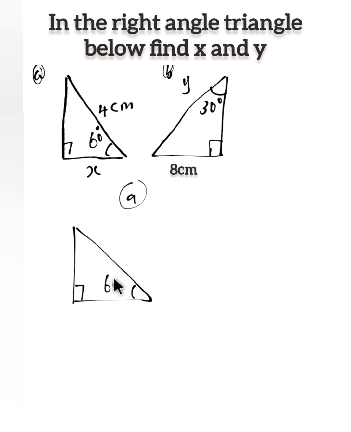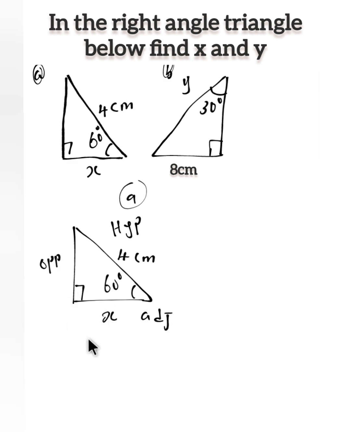This is 60 degrees. This is x. And this distance here is 4 centimeters. Remember that the longest side of a triangle is called the hypotenuse. The side that is opposite to this angle is the opposite. And the last part is the adjacent.